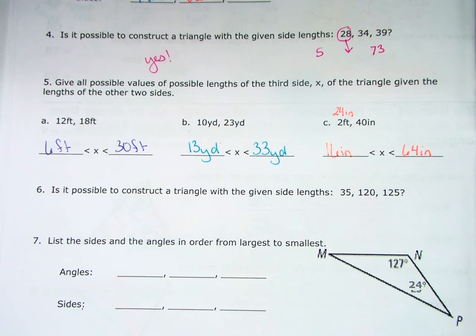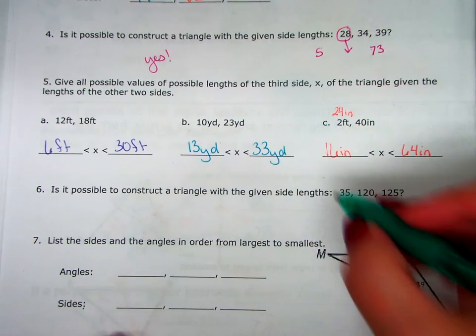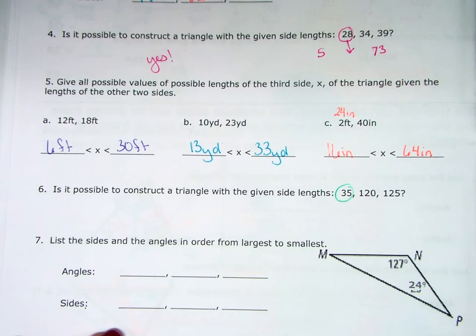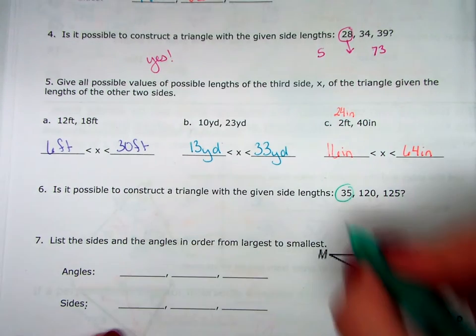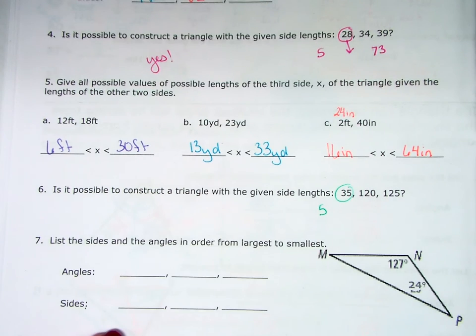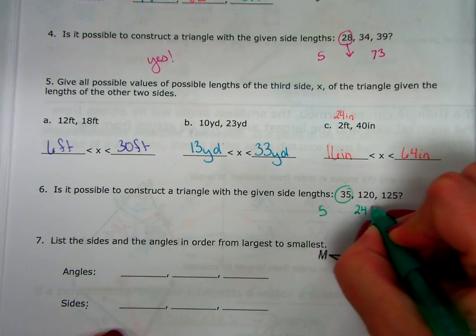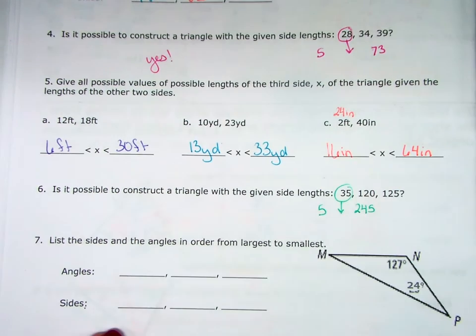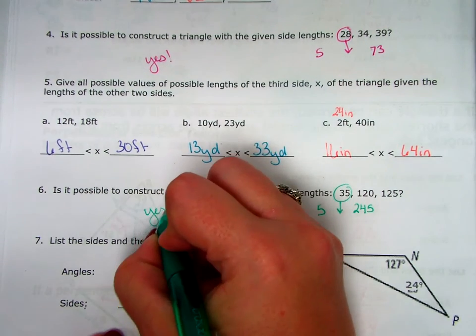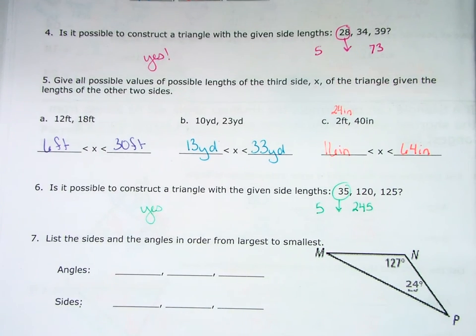Is it possible to construct a triangle with the given side lengths 35, 120, and 125? Probably not. Well, pick a third side. 35. What's the difference in the other two? 5. What's the sum of the other two? 245. Can I make a triangle? Yes. So don't guess. Y'all guessed wrong.